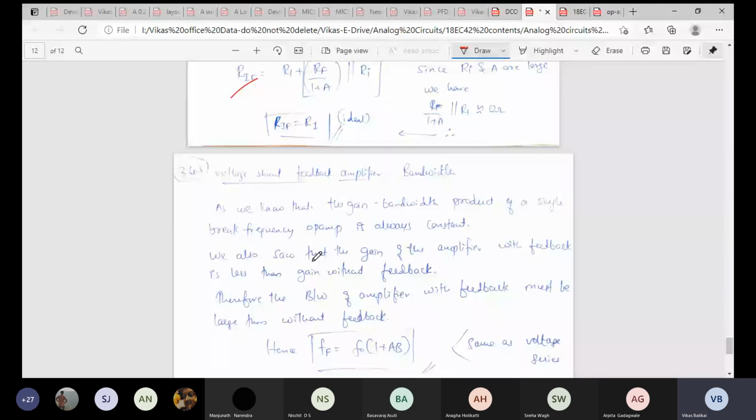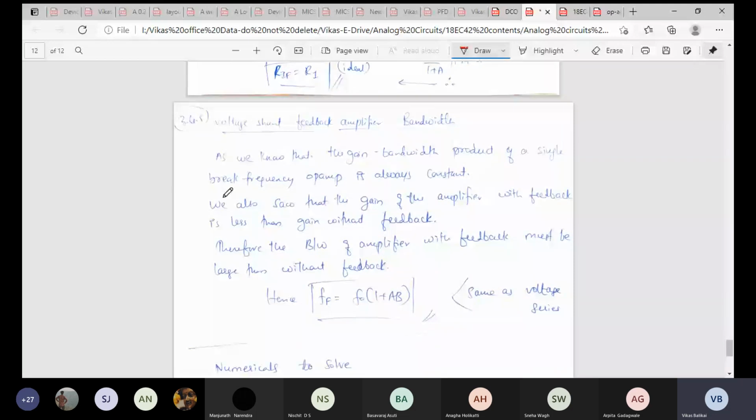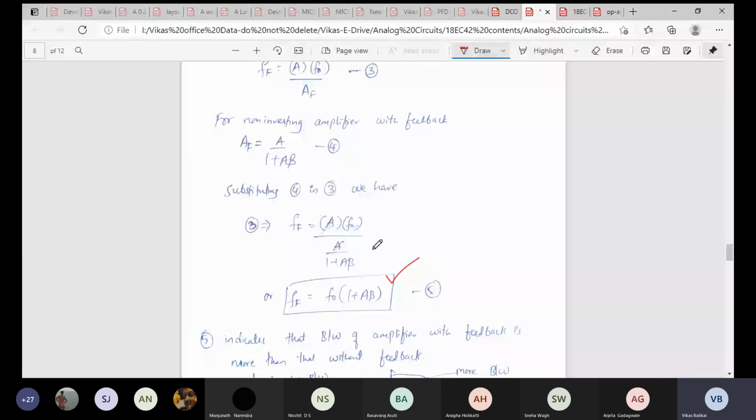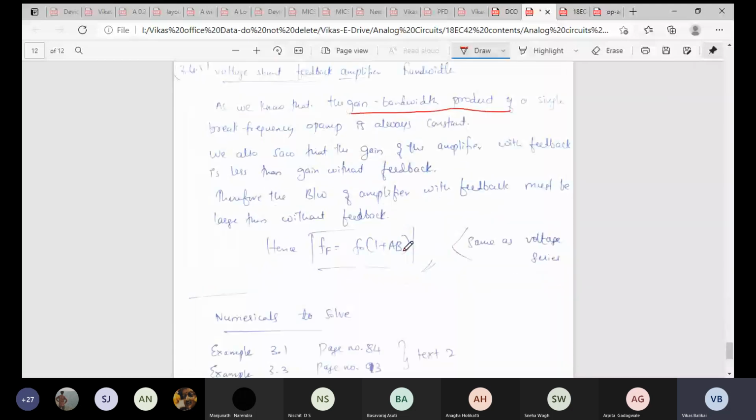Fine. Moving ahead, we have already discussed the implication of gain bandwidth product, and the same implication is acceptable, or viable, in the voltage shunt feedback amplifier as well, and there is not much difference. If I refer to the same derivation we have done, FF is equal to F naught times 1 plus A beta, indicating the bandwidth is extended when I use a voltage series feedback amplifier. The same thing will extend over here, which means the bandwidth will be extended even if I use the voltage shunt feedback amplifier.